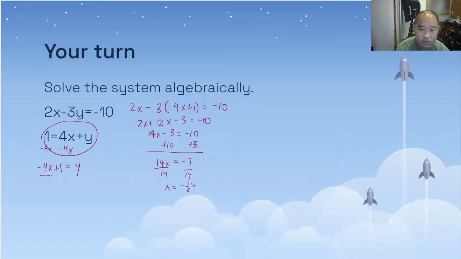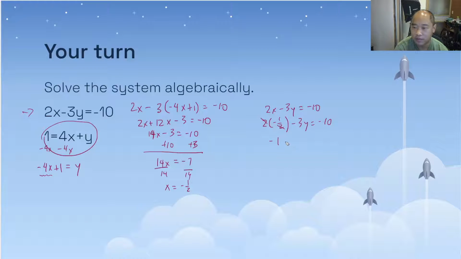Okay, so I'm going to substitute that into this equation here because it's easy to multiply negative 1/2 by 2. So 2x minus 3y equals negative 10. We're going to substitute x, which is negative 1/2, into this, and then subtract 3y equals negative 10. So this is negative 1, right?